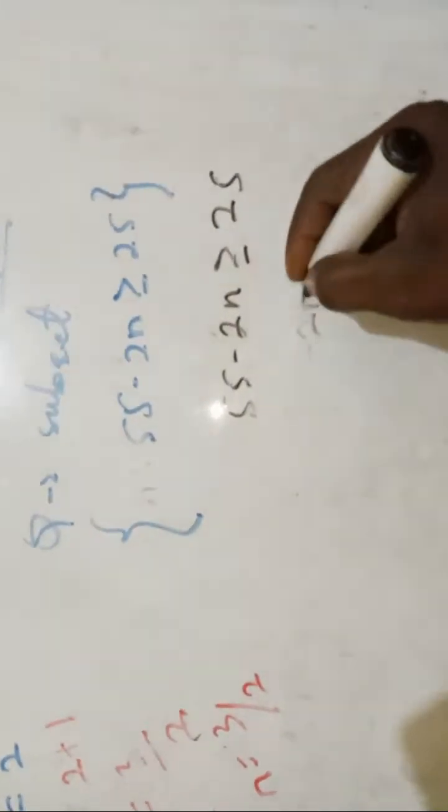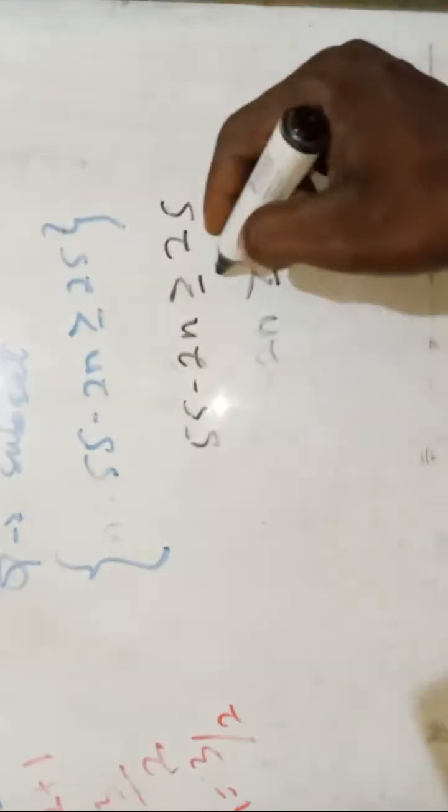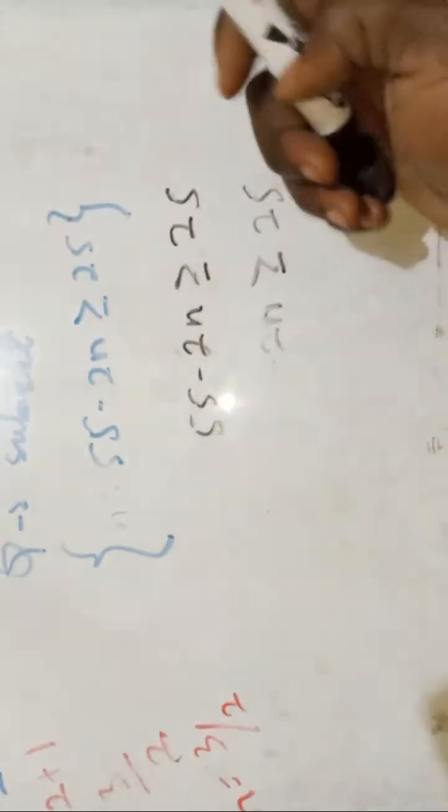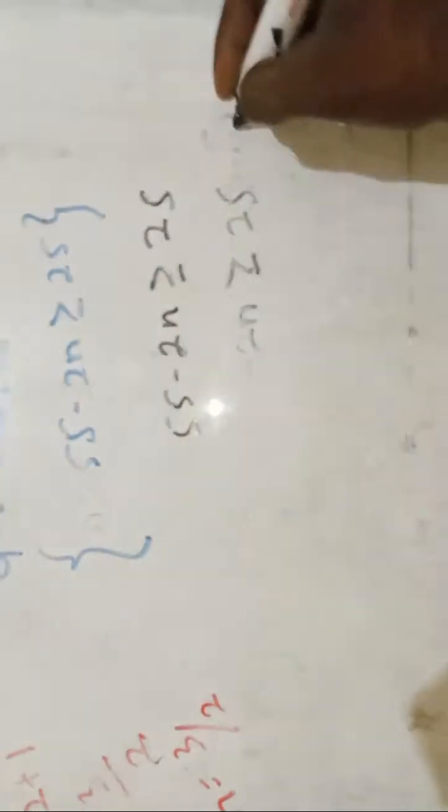So we are going to leave negative 2n greater than or equal to 25 here. Once you jump the wall here, your sign has to change, right? So here was a positive 55. So here we are going to have a negative 55.